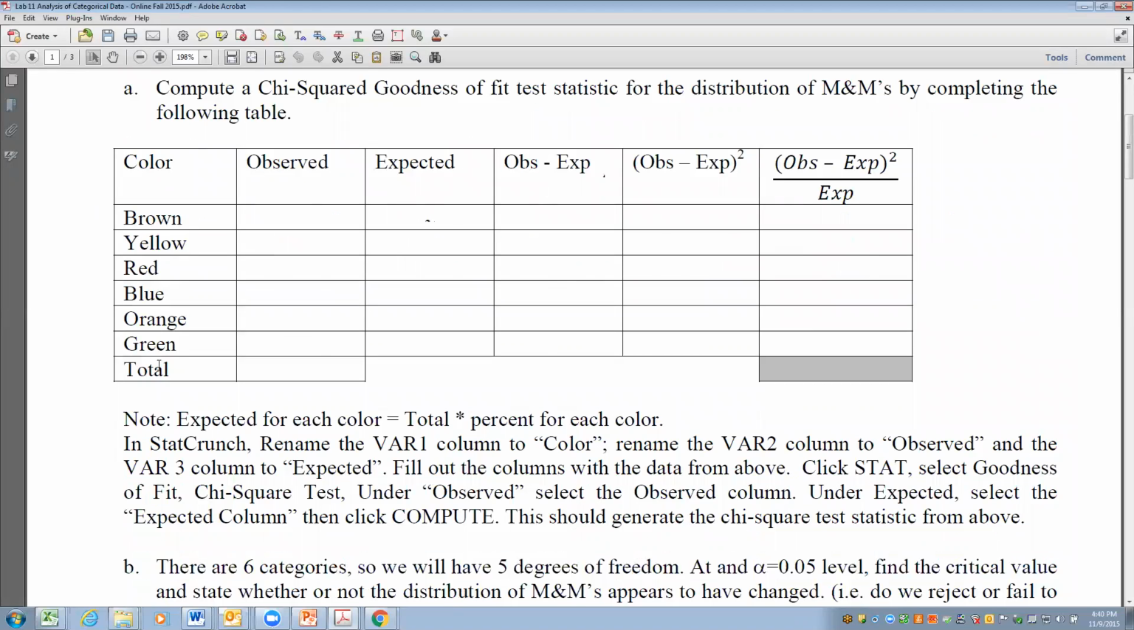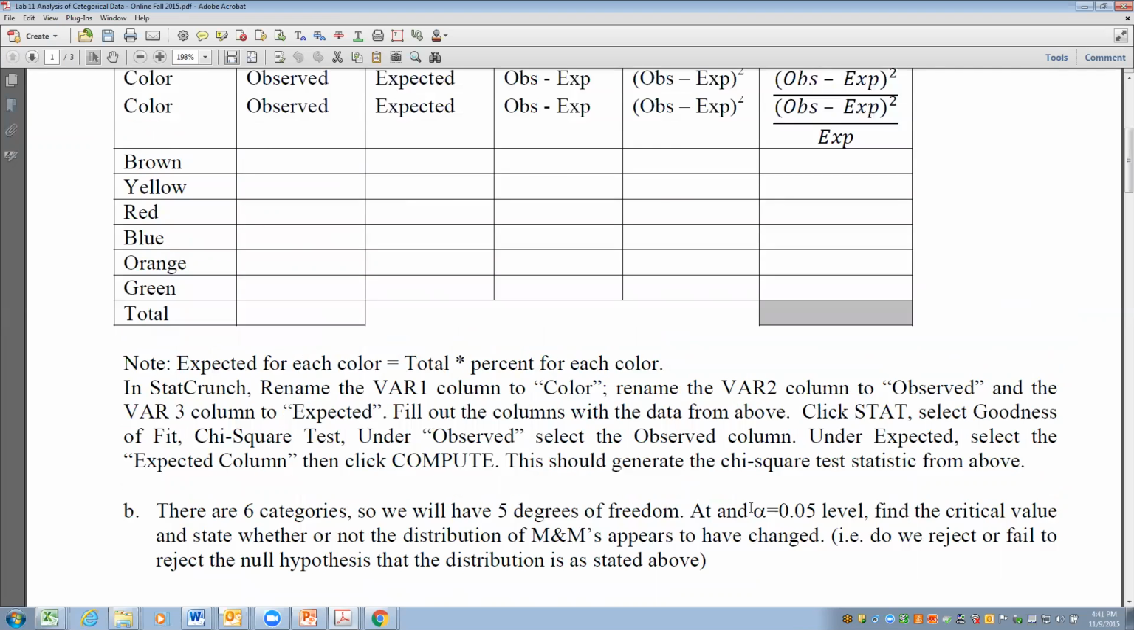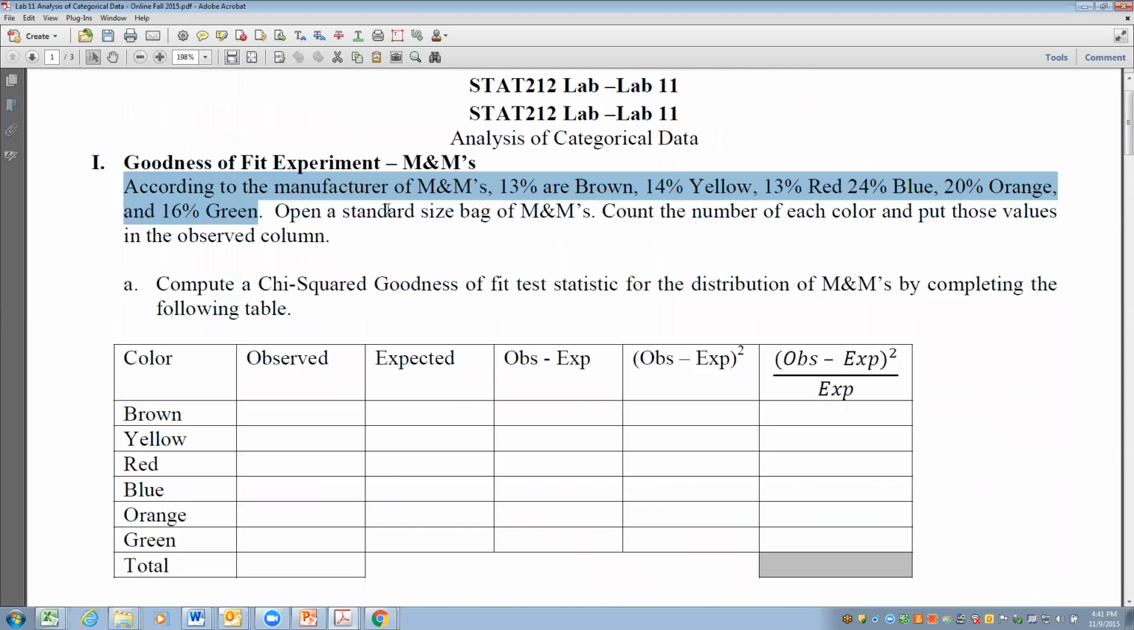There are 6 categories, so there are n-1, which is 5 degrees of freedom. I would like you to try to look at the chi-squared table and tell me what your critical value is at the 0.05 level and whether or not we think that this distribution is accurate for the distribution of M&Ms.